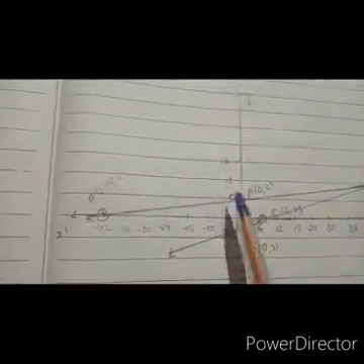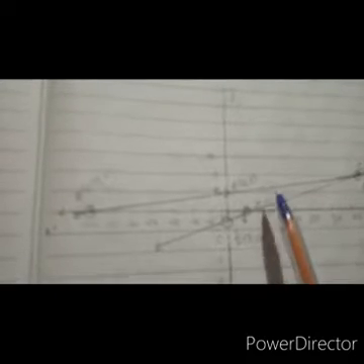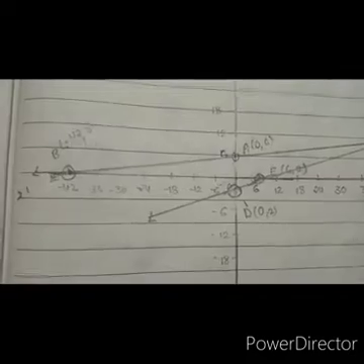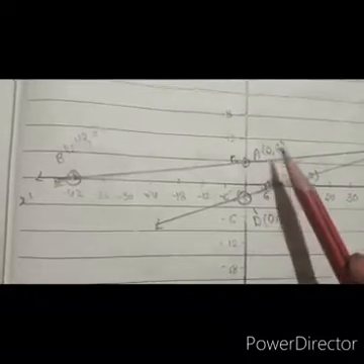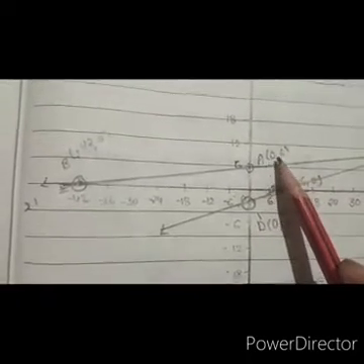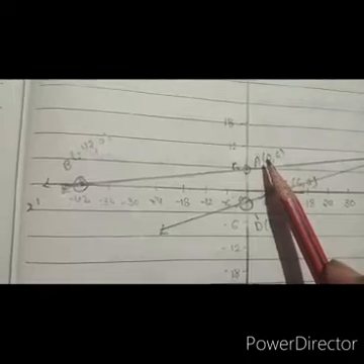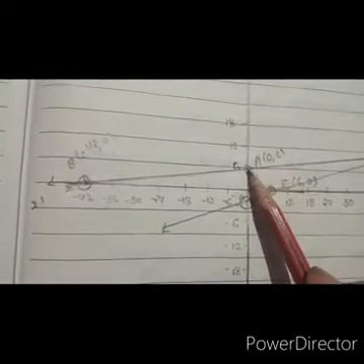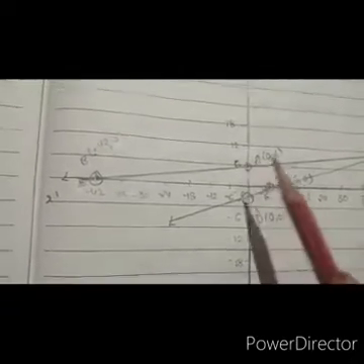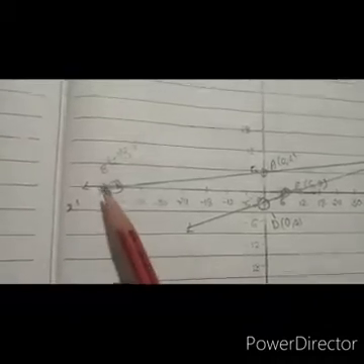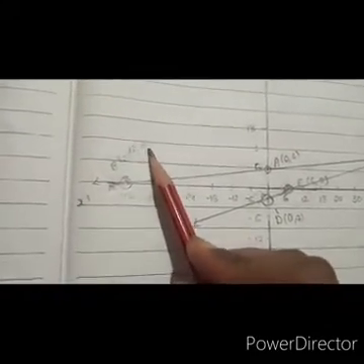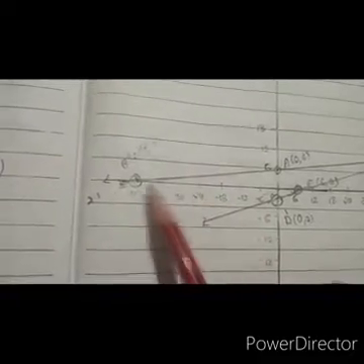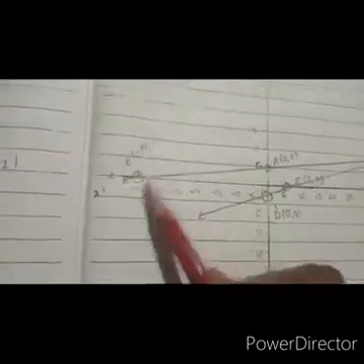Now we will see the graph of lines AB and CD. The coordinates of point A are 0, 6. Here the x value is 0, so it will be on the y-axis. Next B, and the coordinates of B are -42 and 0. Here the value of y is 0, so it will be on the x-axis, -42, 0.